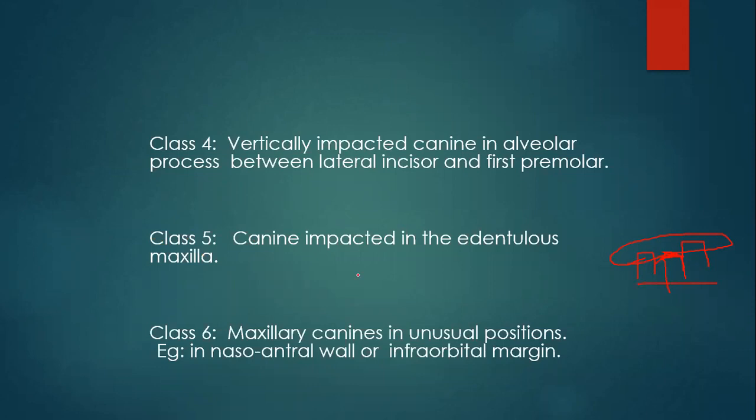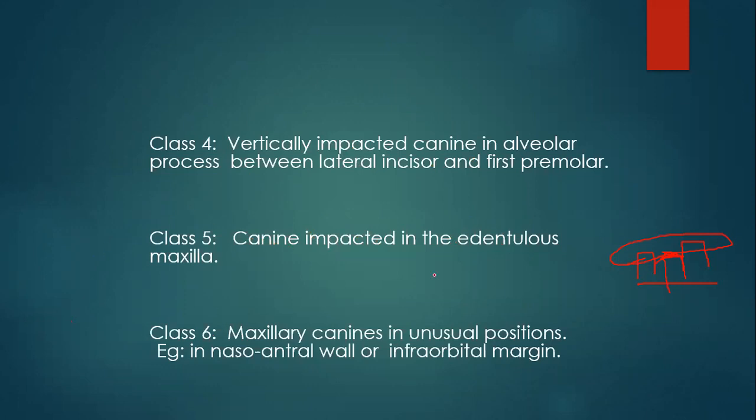In class 5, what happens? The canine is impacted in the edentulous maxilla. It can also come in an exam to tease you or to check, if the canine is impacted in the edentulous maxilla, what type of class it is. You should remember that this is class 5, because most people get confused with the term edentulous. If a patient has an edentulous maxilla, has no teeth in his maxilla, and the canine is impacted, then it will be a case of class 5.